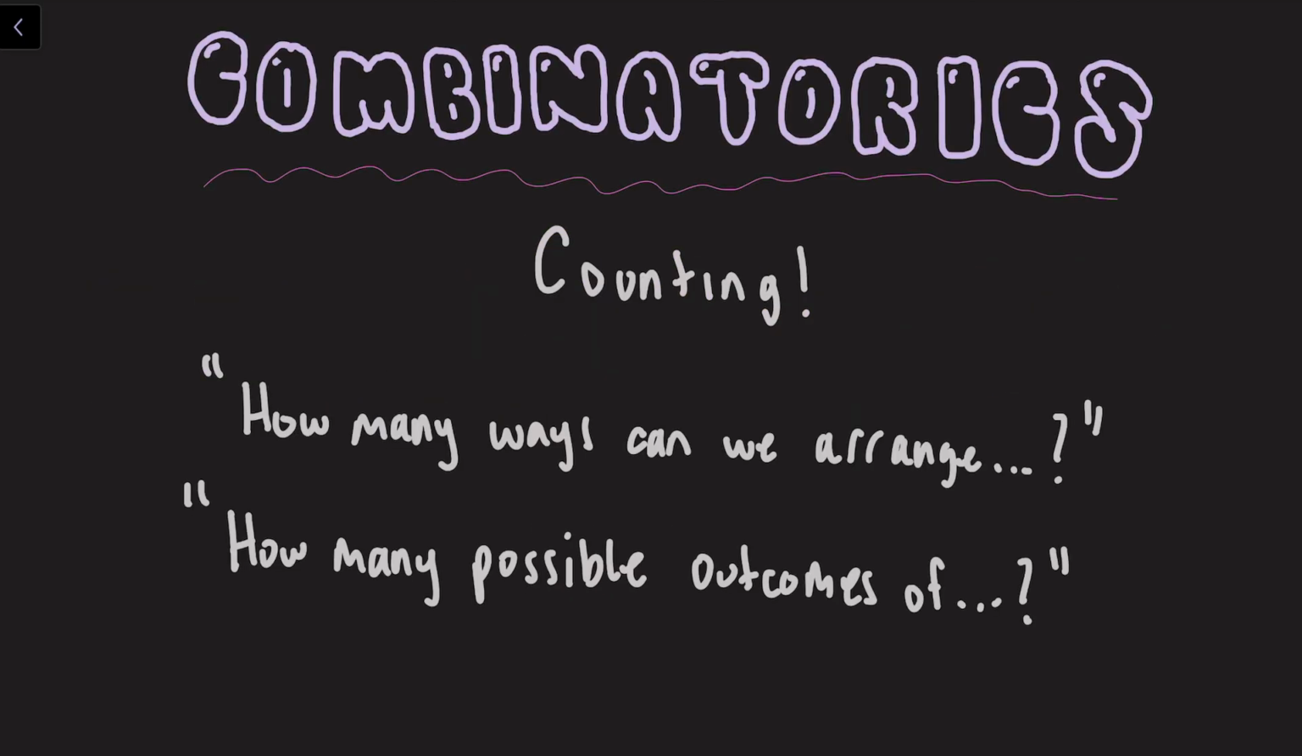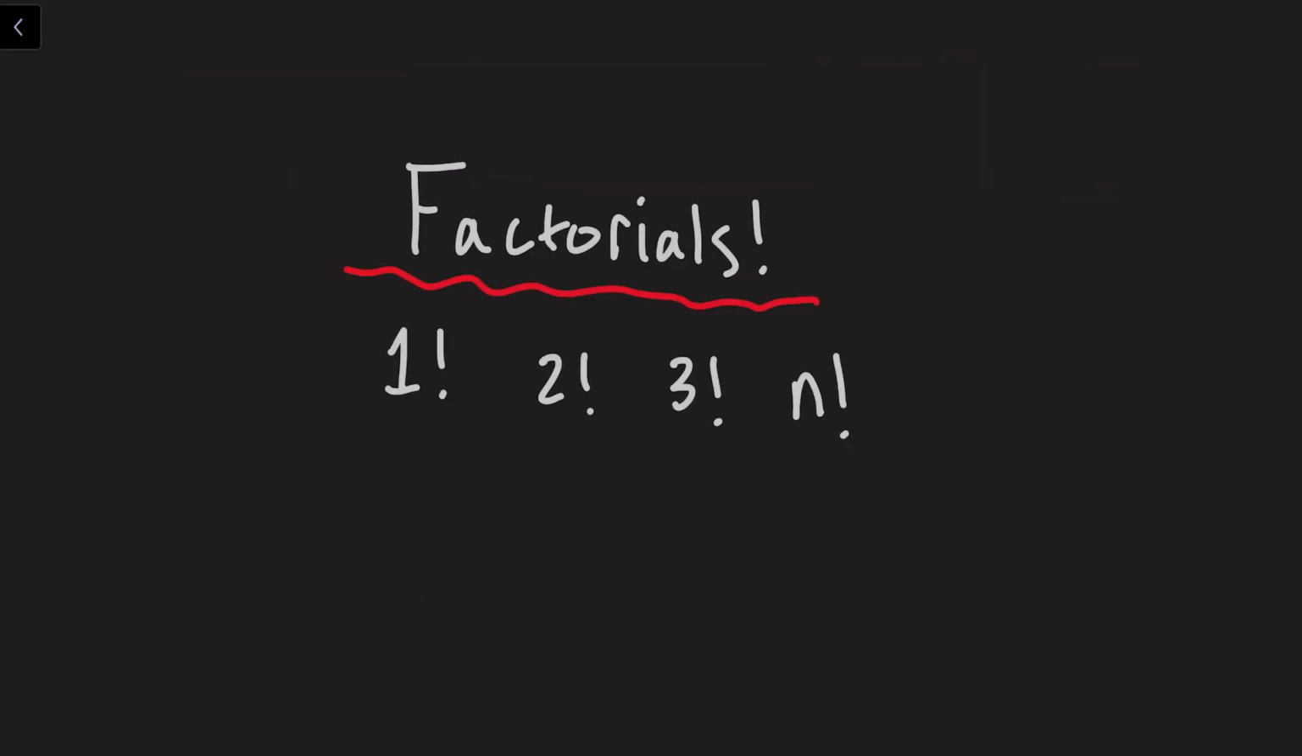Think of questions like, how many ways can we arrange? Or how many possible outcomes are there? If you're seeing these problems for the first time, you may have no clue where to start. Once you finish this video, you'll be able to approach questions like these much more naturally. So let's start with our baseline, factorials.